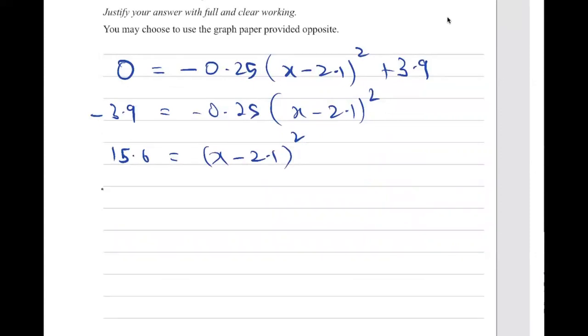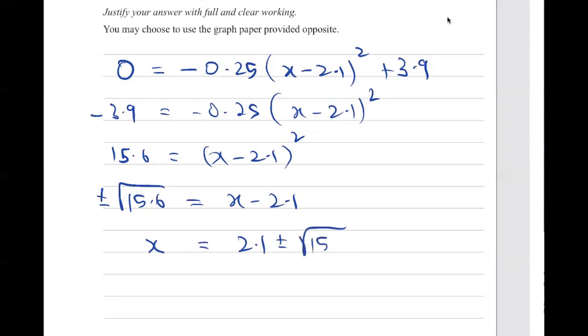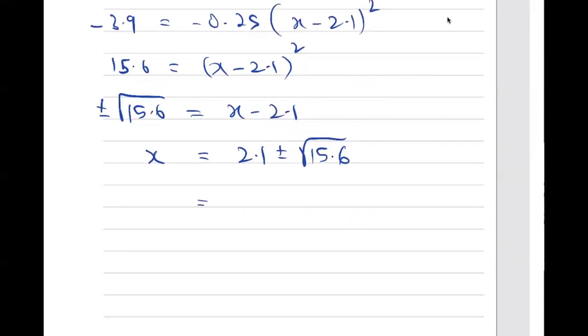And if I do that, remember it's plus and minus. So it becomes plus and minus the square root of 15.6 is equal to x minus 2.1. Then we add 2.1 to both sides, and I'll stick that out the front. So it becomes 2.1, because I've added it, plus or minus the square root of 15.6. All right, using the calculator. So we've got two solutions there.